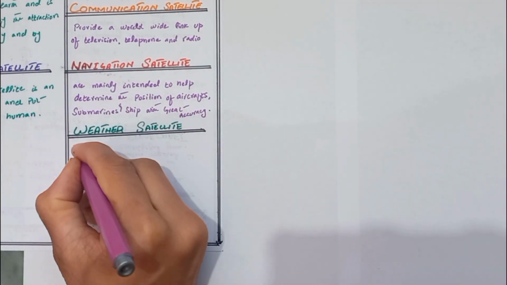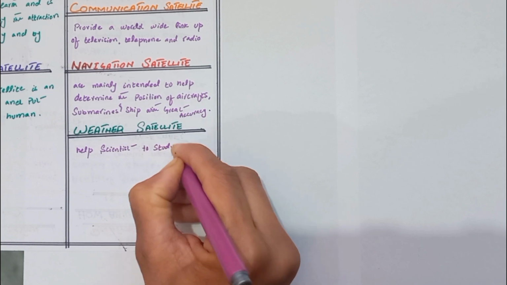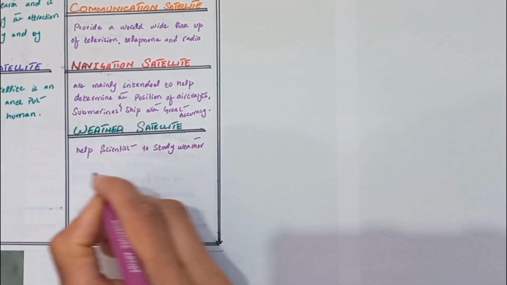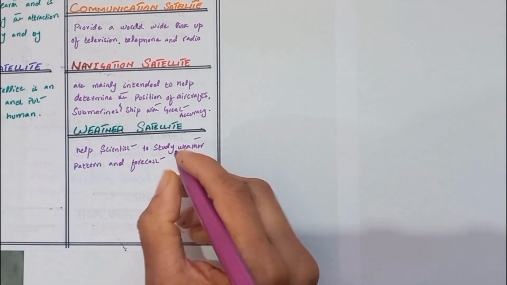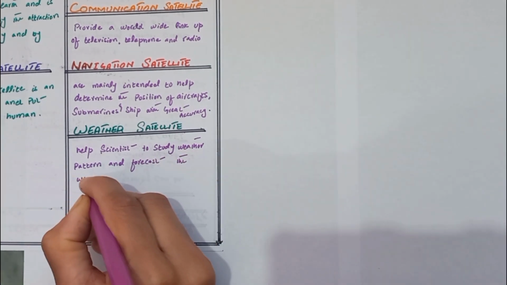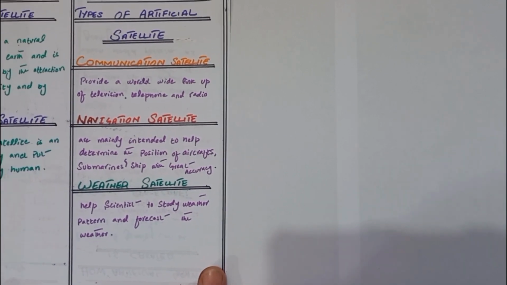Weather satellites help scientists to study weather patterns and forecast the weather. Those are the types of artificial satellite: communication satellite, navigation satellite, and weather satellite.